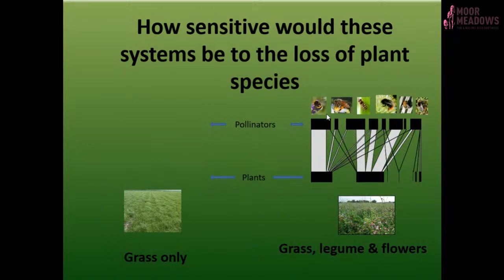No. And here's the consequence, the catastrophe for the invertebrates. These very simplified silage fields or intensively grazed fields have very limited pollinator guilds being able to utilize them, whereas when you have a relatively simple mix of grasses and clovers and flowers, you have a much more robust system that supports so much more.